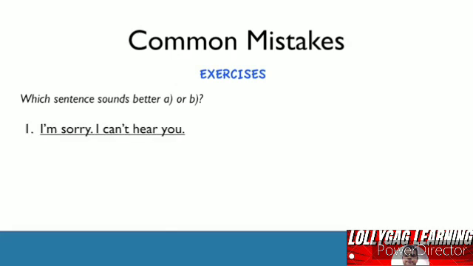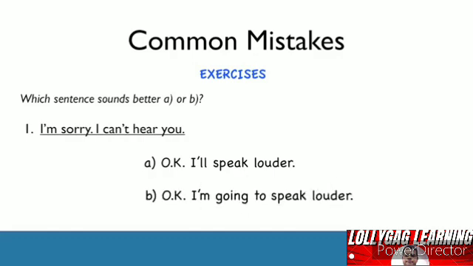Someone says, I'm sorry, I can't hear you. Would you say, okay, I'll speak louder? Or would you say, okay, I'm going to speak louder? Take a moment to choose your answer, and then we'll look at the correct answer. That's right. The correct answer is A. You're making this decision at the time of speaking. I'm sorry, I can't hear you. Okay, I'll speak louder.